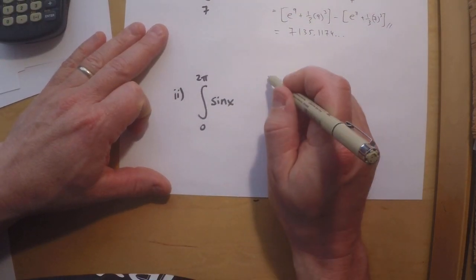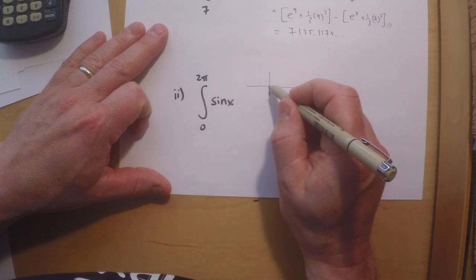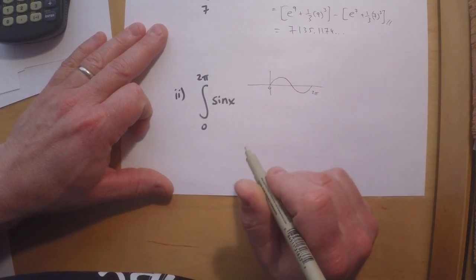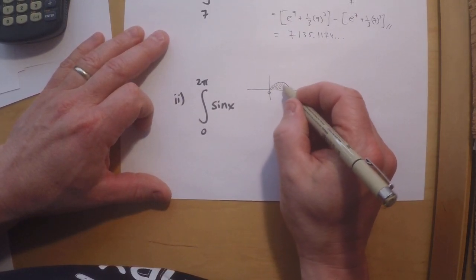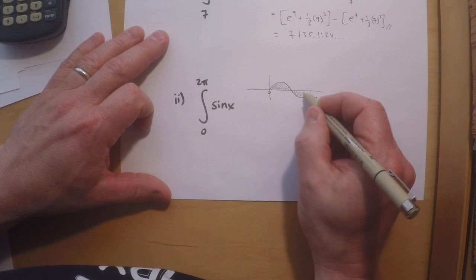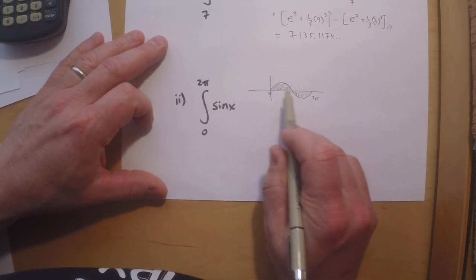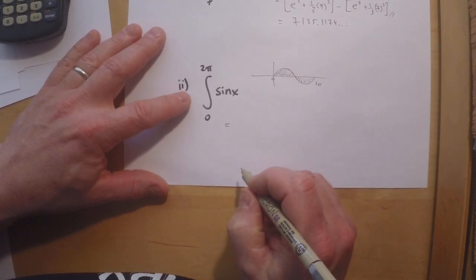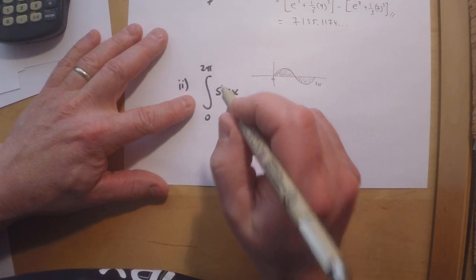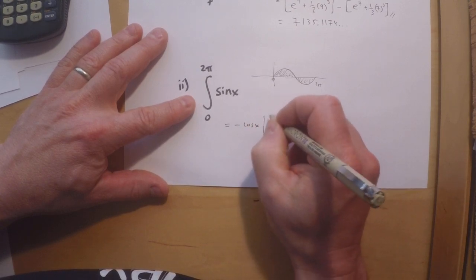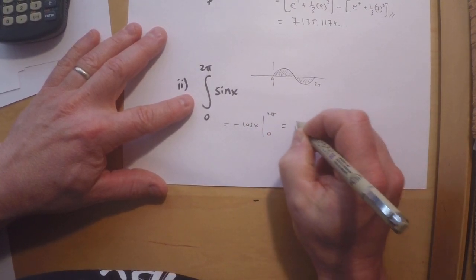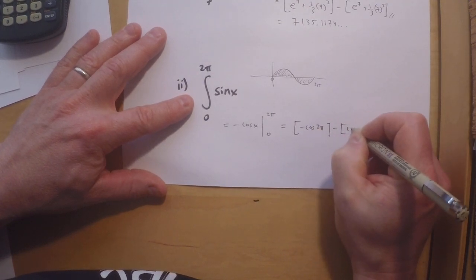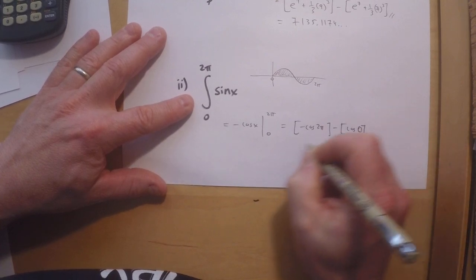Without a calculator, I should be able to even graph this and visualize what it's asking. It wants the area under sine between 0 and 2 pi. Now here's where it's interesting. For here, it's above the x-axis. Here, it's below. Any thoughts on what's going to happen to these two areas? Let's just see. So, take the antiderivative. The antiderivative of sine is negative cos. Evaluate at 2 pi and 0. So evaluate at 2 pi, subtract it from evaluating it at 0.